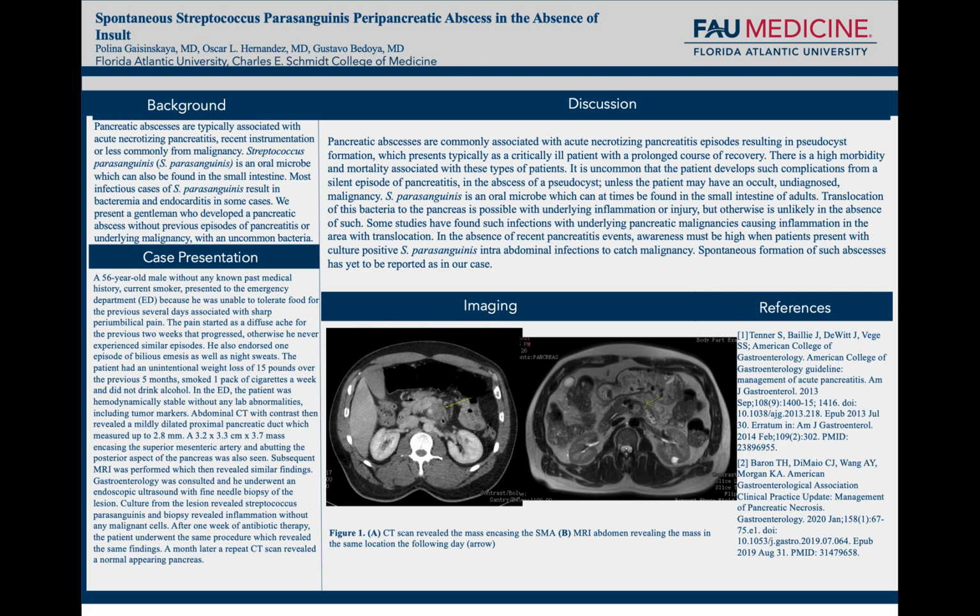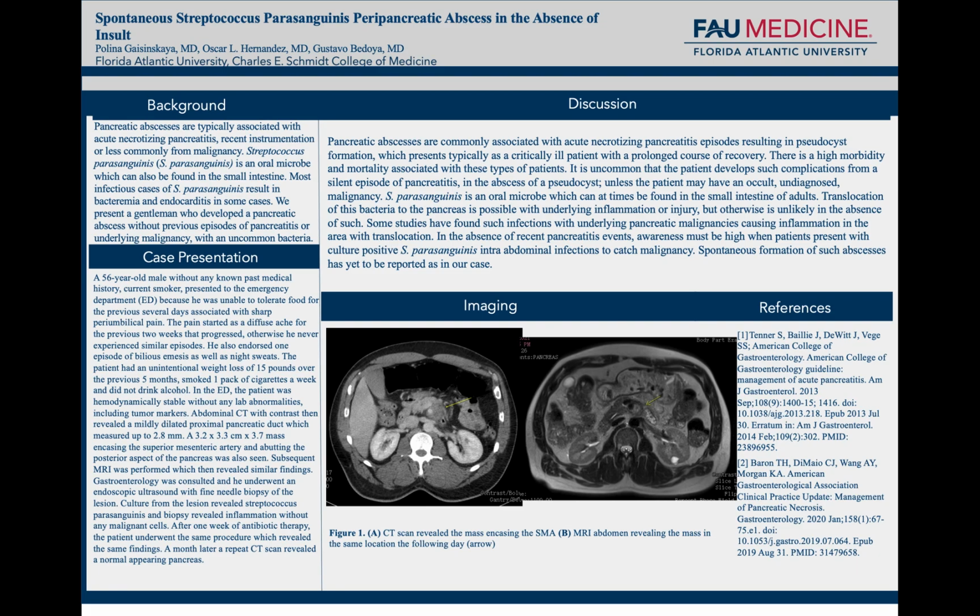Pancreatic abscesses are typically associated with acute necrotizing pancreatitis, recent instrumentation, or less commonly from malignancy. Streptococcus parasanguinis, or S. parasanguinis, is an oral microbiome. It can also be found in the small intestine, and most of these infections that come from S. parasanguinis result in bacteremia and endocarditis. We present a gentleman who developed a pancreatic abscess without previous episodes of pancreatitis or underlying malignancy with this uncommon bacteria.